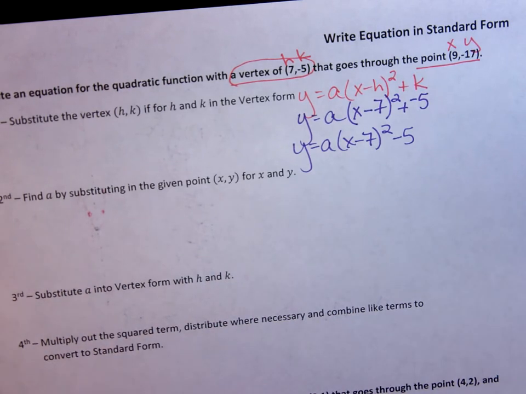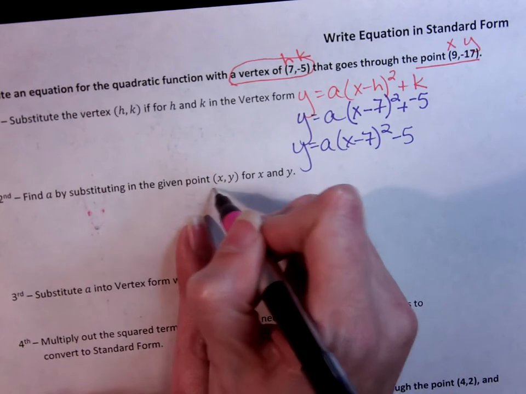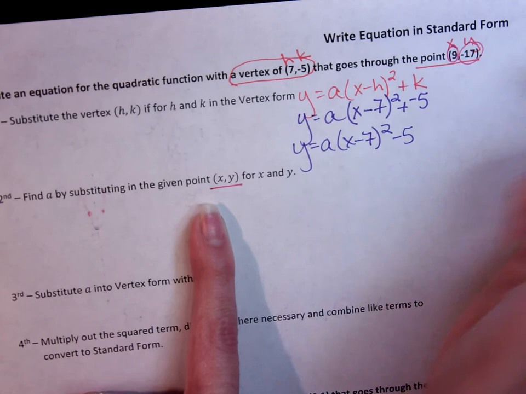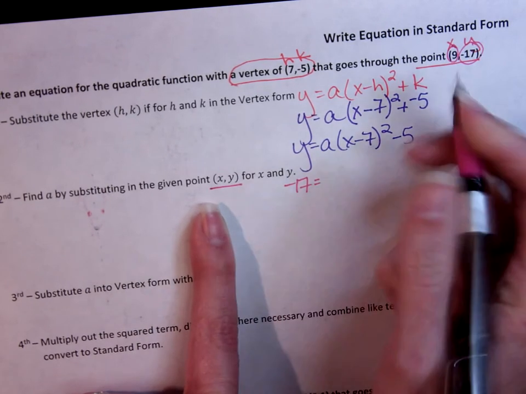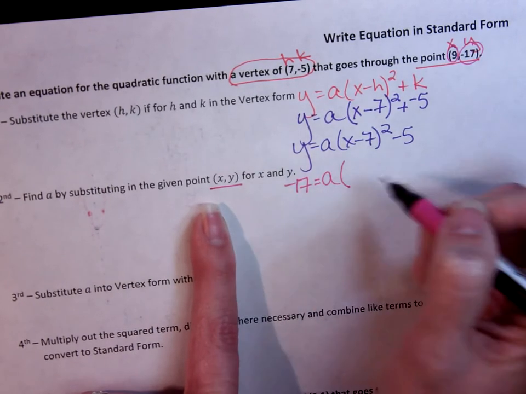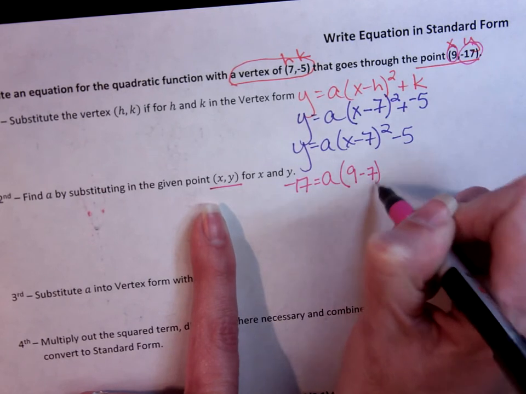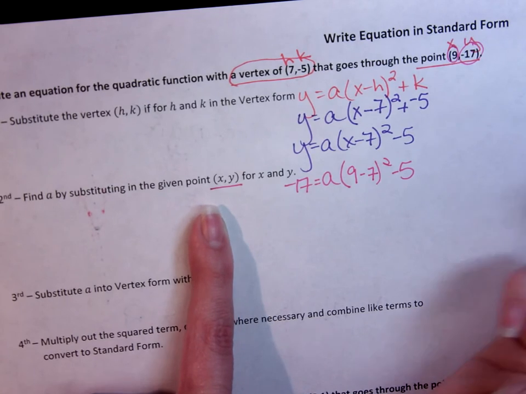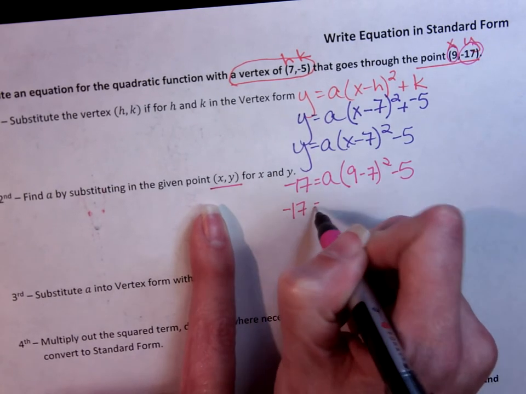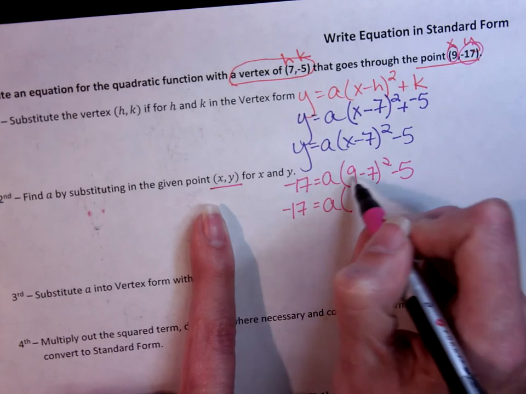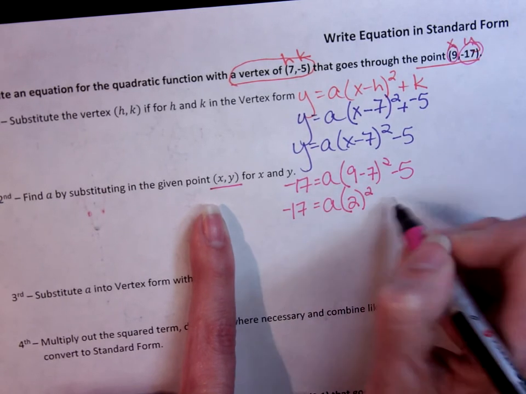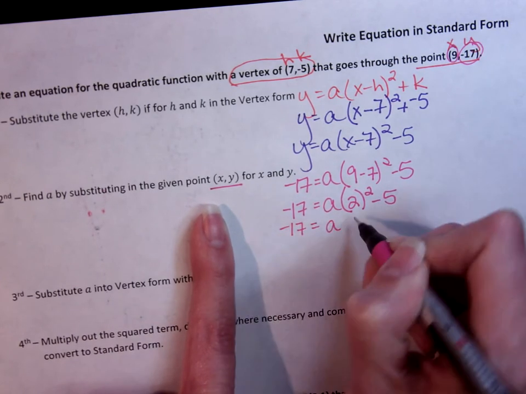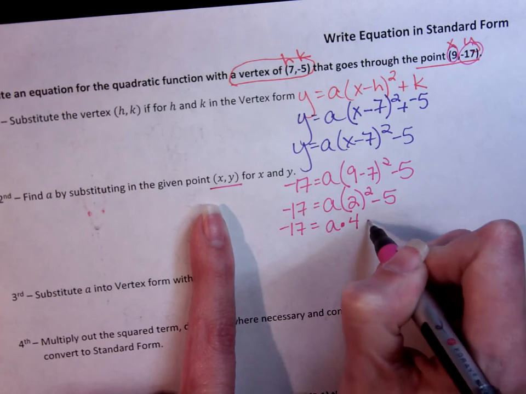Okay. And then we're going to add in the x and y value. So I'm going to go grab this x and this y. So negative 17 equals a times, now I need the 9, minus 7 squared minus 5. And at this point, we're going to go ahead and solve. Negative 17 equals a times 9 minus 7 is 2 squared minus 5. Negative 17 equals a times 4 minus 5.